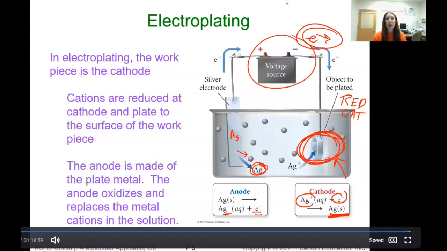Hydrolysis is just specifically talking about water. Electrolysis is anything, but same type of thing. Yes. Okay. Any other questions before we go today?